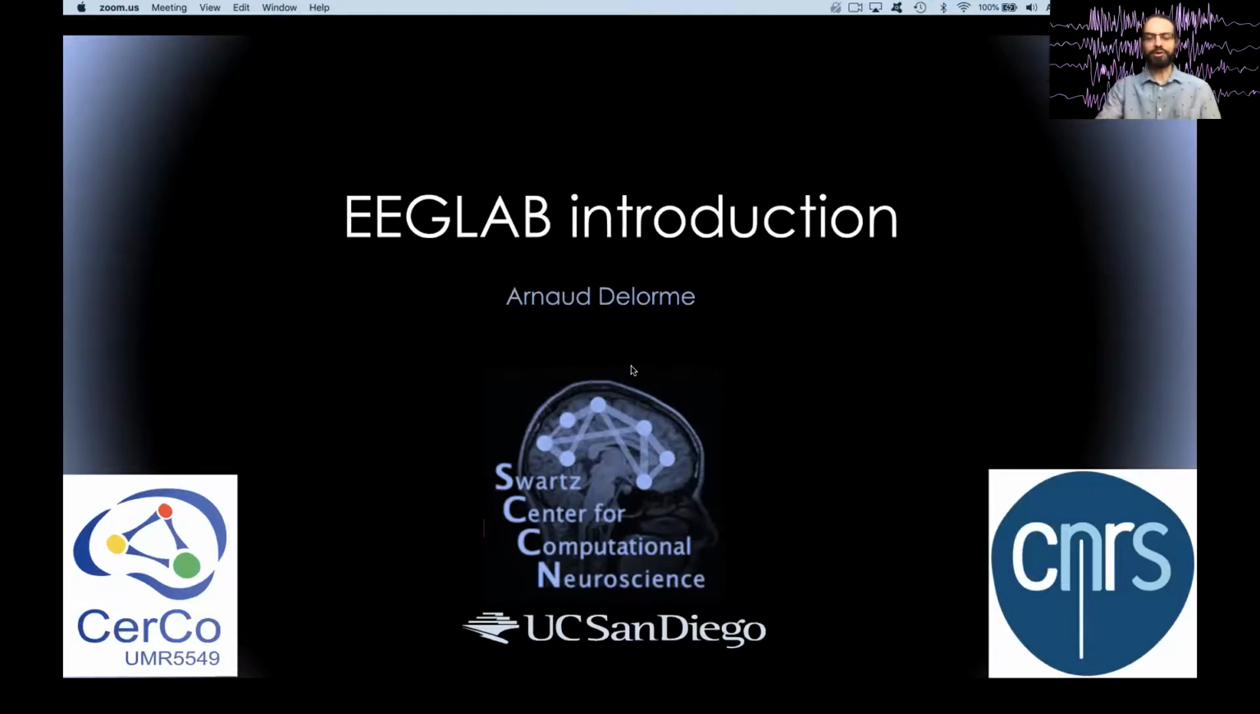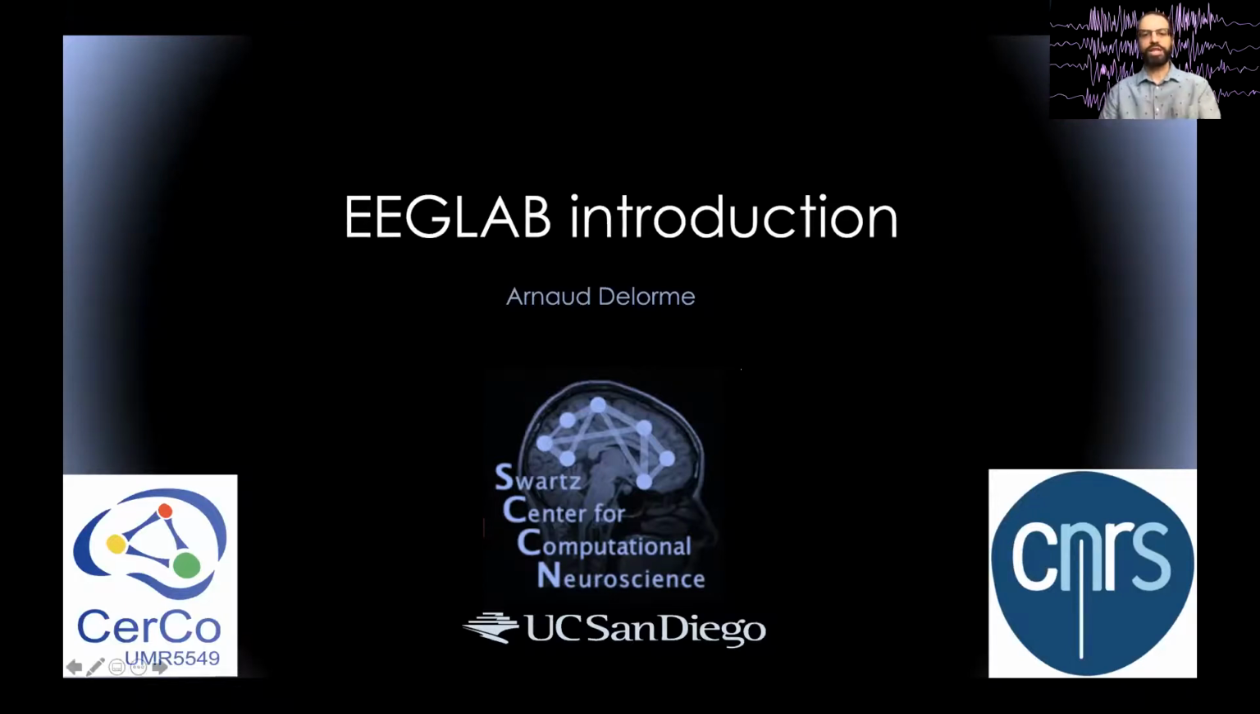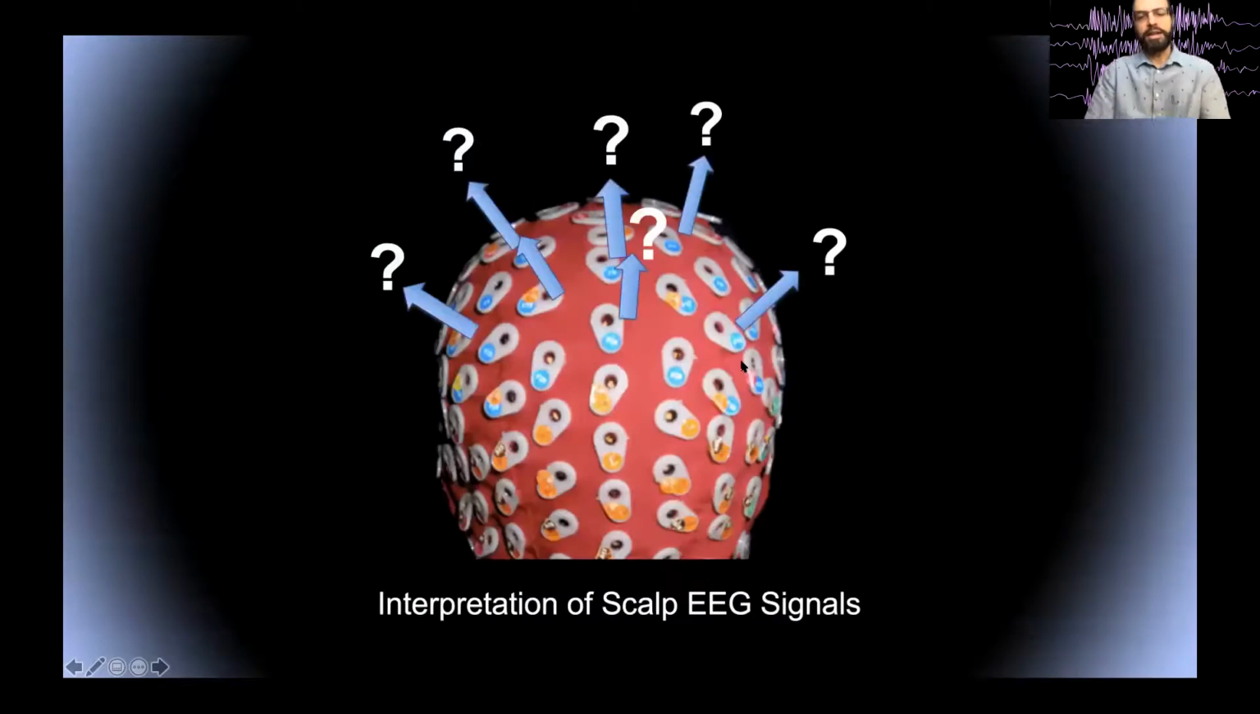And so first, what is EEGLAB? Well, EEGLAB is about interpretation of scalp EEG signals. So when you record brain waves, you record signal from individual electrodes. And the work is to actually try to interpret these signals and understand what it means in terms of what's happening in the brain. So that's why we need software to process this type of data.